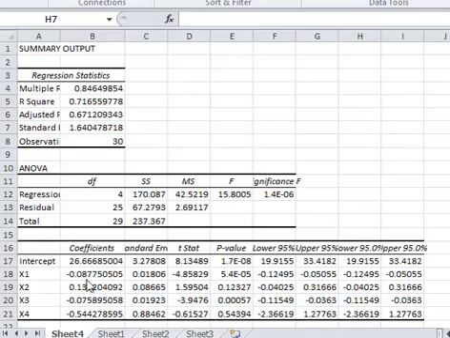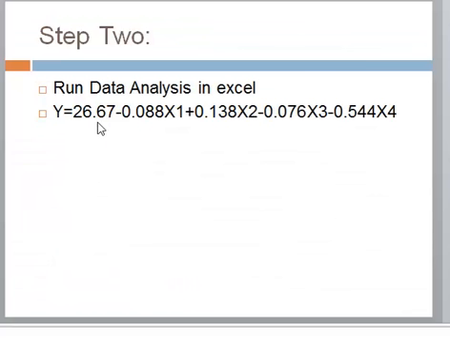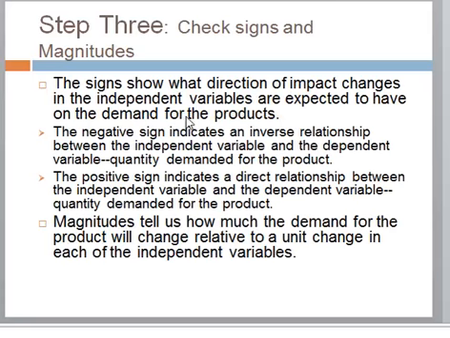Now we can plug these values into the equation we developed, which gives us Y equals 26.67, the value we got for the intercept, minus 0.088 x1 plus 0.138 x2 minus 0.076 x3 minus 0.544 x4. So those coefficients are actually the values for A, B1, B2, B3, and B4. Now we can move to the next step.